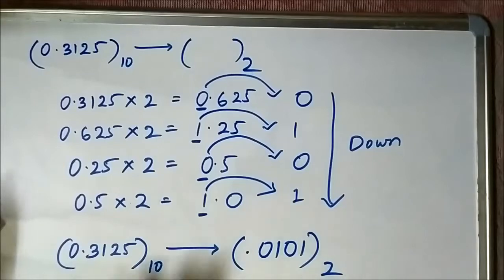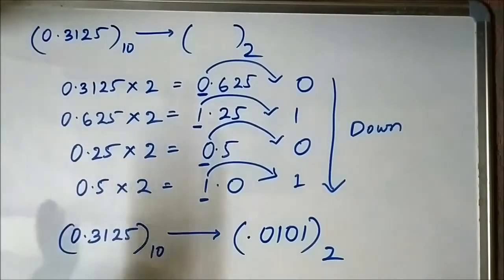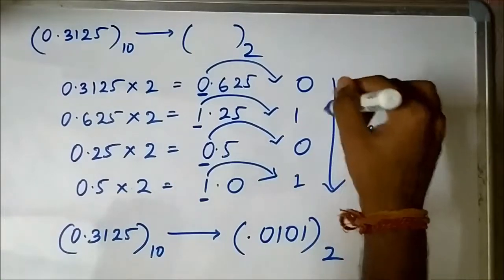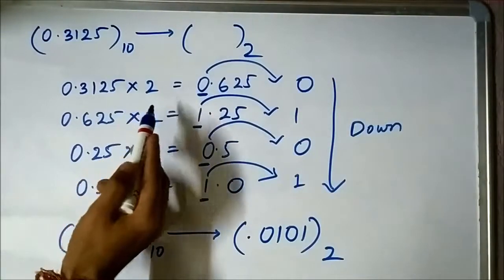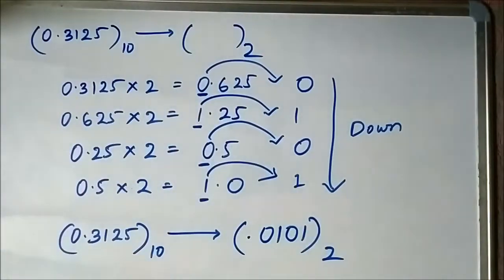Okay, so this is the conversion of a fractional number in decimal form into its binary equivalent. This is the way you do it. In a whole number case, we moved upwards. Here it is downwards. We are multiplying. There we were dividing with 2. Here we are multiplying it with 2. That is the only difference.